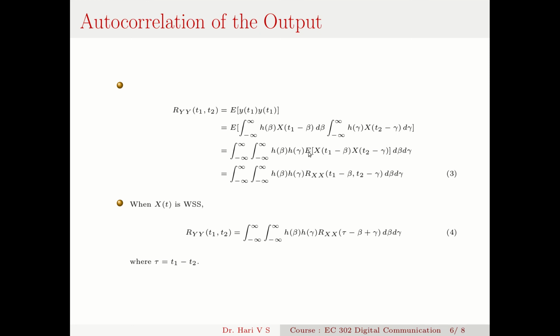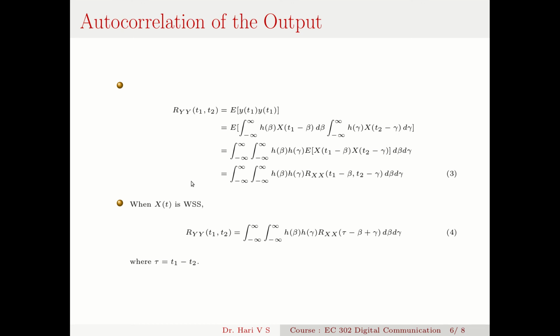So what is this expectation of x(t1 minus beta) times x(t2 minus beta)? This is nothing but the input autocorrelation function. So this value becomes the double integral from minus infinity to infinity of h(beta) h(gamma) times Rx(t1 minus beta, t2 minus gamma) d beta d gamma. This is the output autocorrelation function.